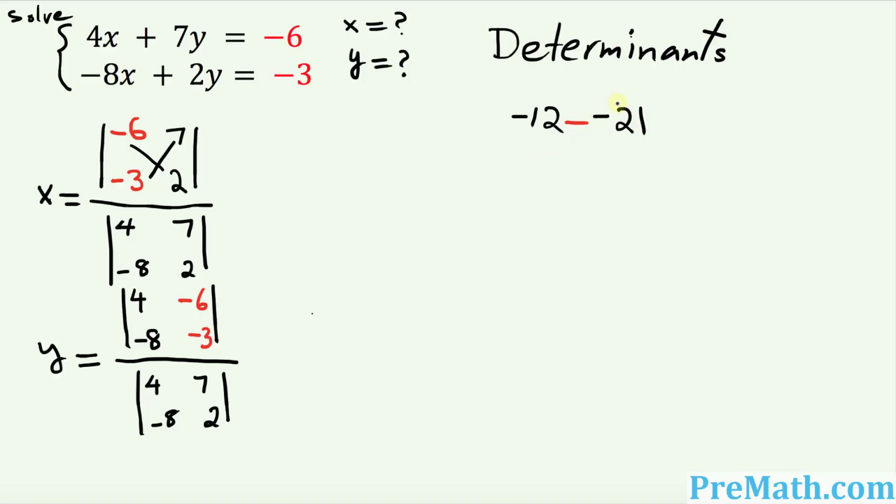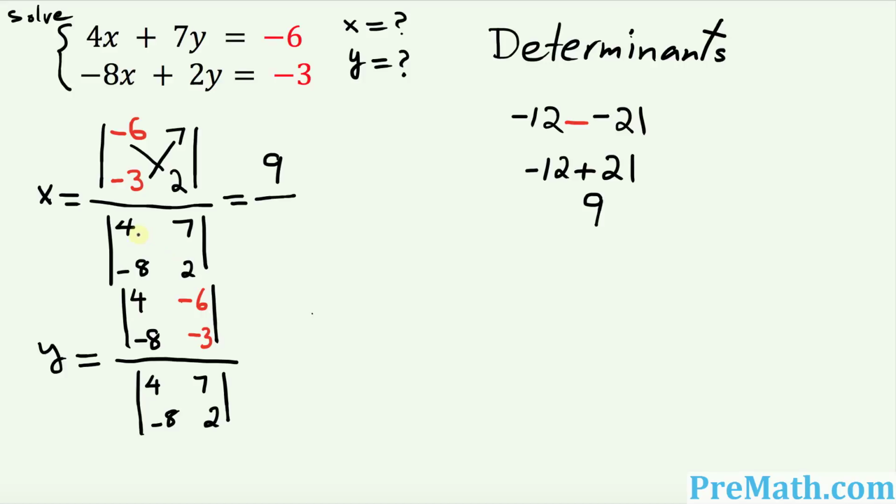Once again, we have two negative signs. Negative and negative become positive. So positive 21. Once again, we have unlike signs. That means we're going to subtract and keep the sign of the larger number. So this is going to be a positive 9. So the value for this top determinant is 9.